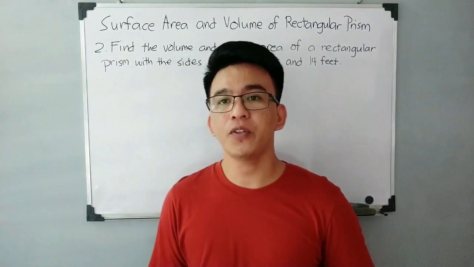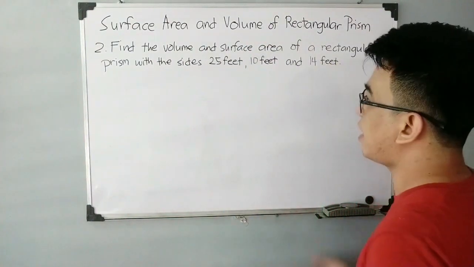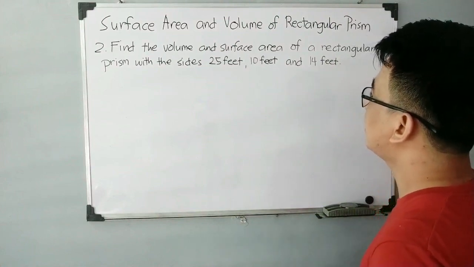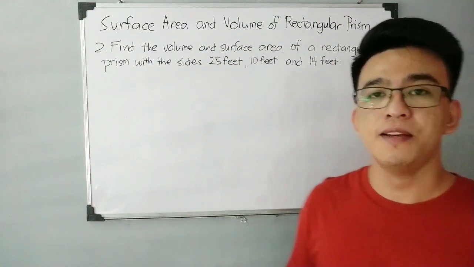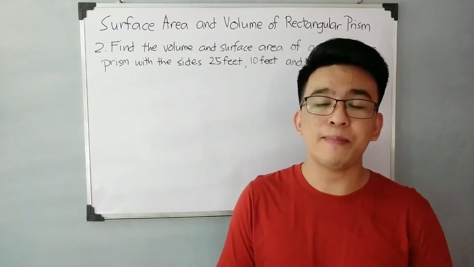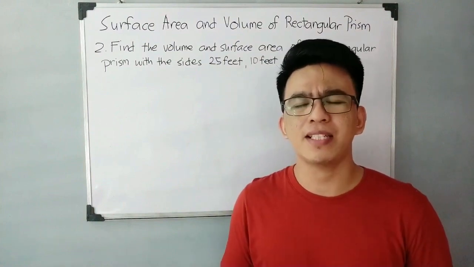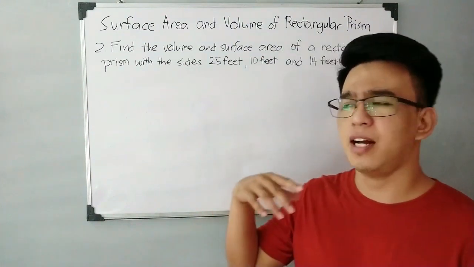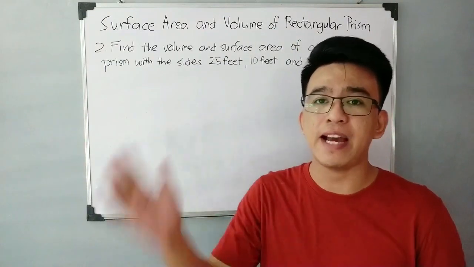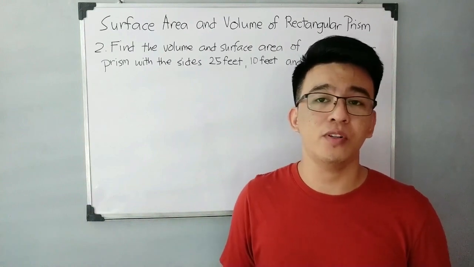Now, for example number 2 naman, we have here the problem. Find the volume and surface area of a rectangular prism with the sides 25 feet, 10 feet, and 14 feet. So, isipin natin ngayon, sir, wala tayong given figure. So, mahihirapan po tayo mag-solve niyan or mag-calculate niyan. Hindi siya ganun kahirap kasi you can assign either of, kahit alin sa kanila as your length, width, and height kasi hindi maaapektuhan yung ating calculation as long as tama yung pagkakasubstitute mo.